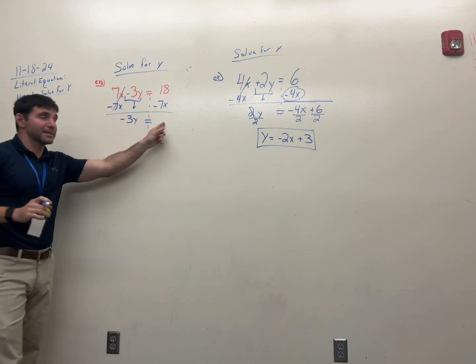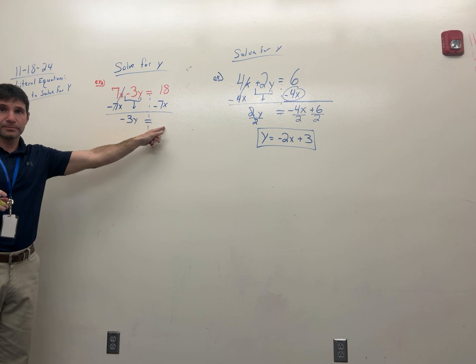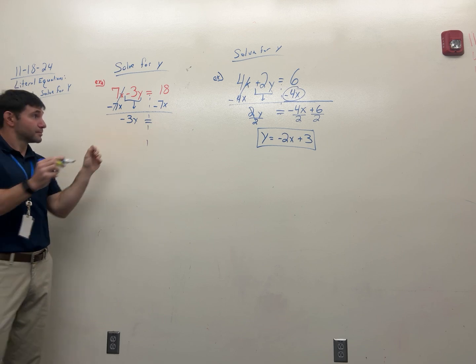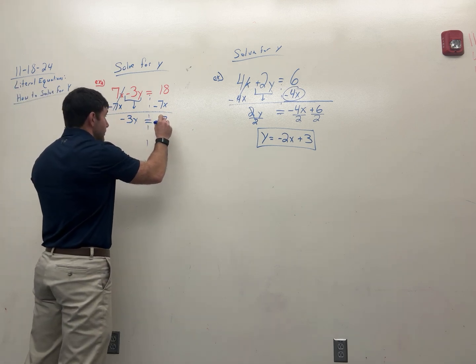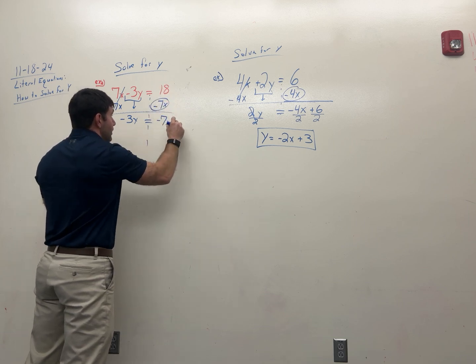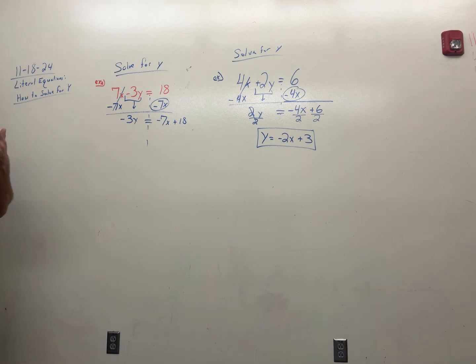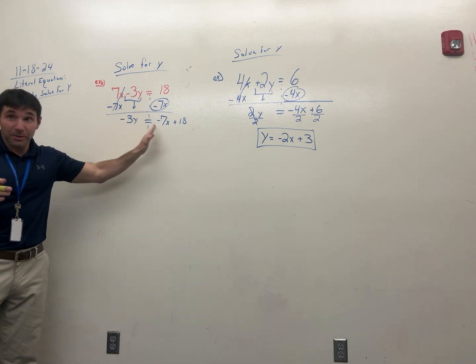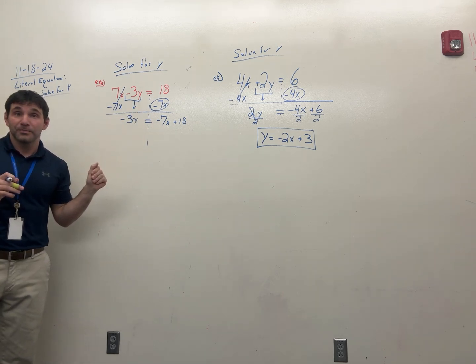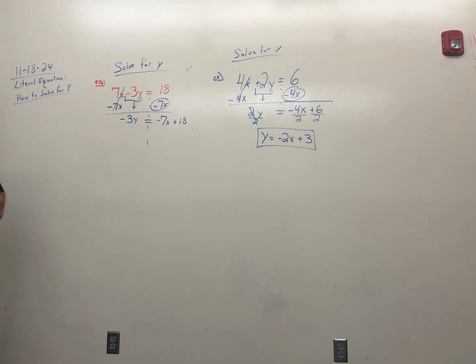What should I write on this side? Negative 7x plus 18. I want that x term there, and there's going to be a reason, okay? I'm not telling you that reason now. I'm kind of tricking you into what our next chapter is going to be. But there's a reason why we want that x term right there. Everybody still with me?